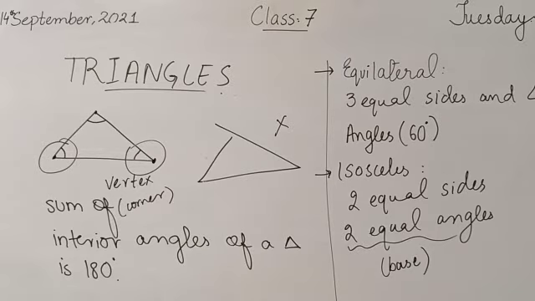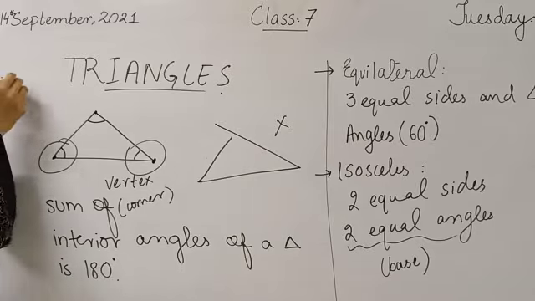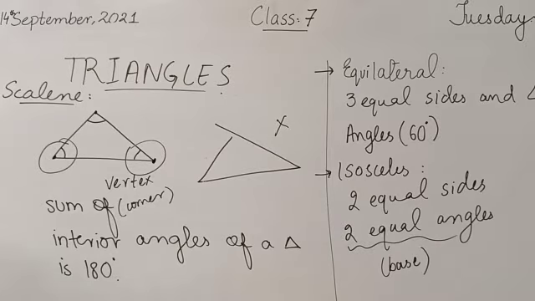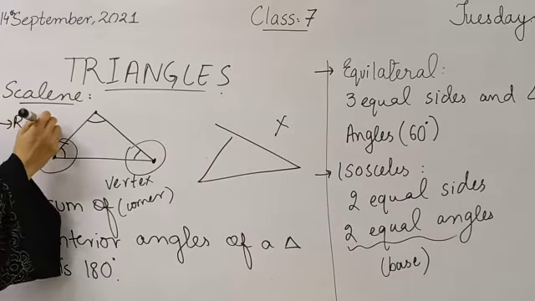Third type is scalene. Scalene. No equal side, no equal angle. These are the three types according to the equal sides. Now let's talk about the angles they have. First one is the right angle triangle. A triangle with an angle of 90 degrees, that type of triangle is called a right angled triangle.